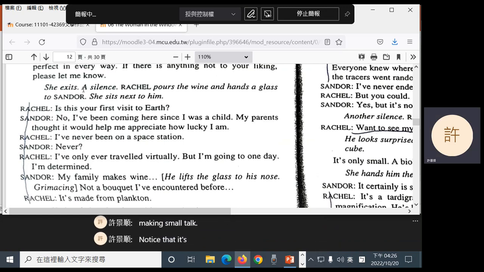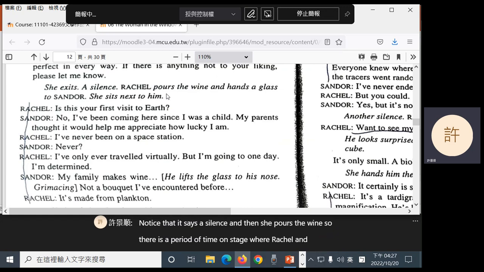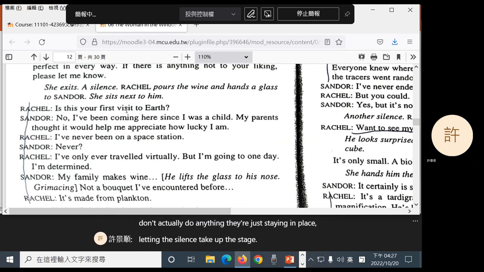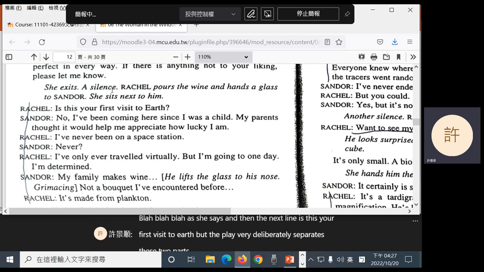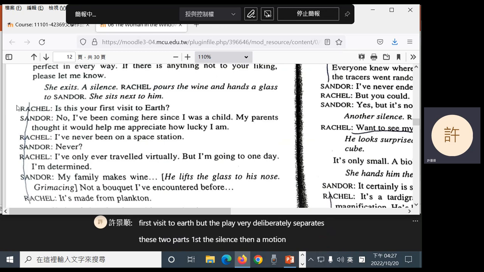Notice that it says a silence and then she pours the wine. So there is a period of time on stage where Rachel and Sandor don't actually do anything. They're just staying in place, letting the silence take up the stage. If the play wanted Rachel to pour the wine while she talks, the play would say, Rachel pours the wine, blah, blah, blah, as she says. And then the next line, is this your first visit to Earth? But the play very deliberately separates these two parts. First a silence, then a motion, and then she speaks.